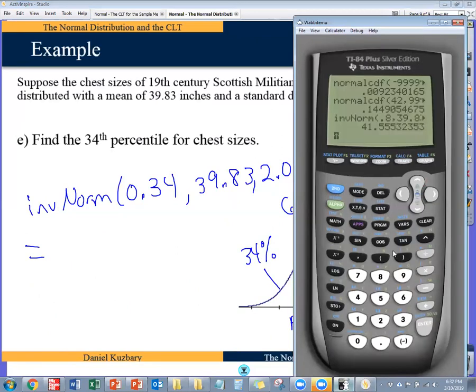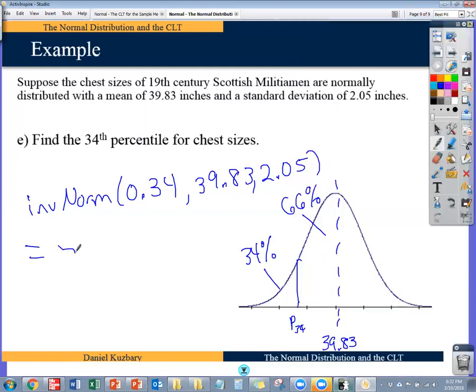I can do that in the calculator. So I'm going to go to second vars, inverse norm, and do 0.34. Keep the mean and the standard deviation the same. And I've got 38.98 as my answer. 38.98, so almost 39. So that number down here then is going to be 38.98. So that's how you do these problems with the calculator.